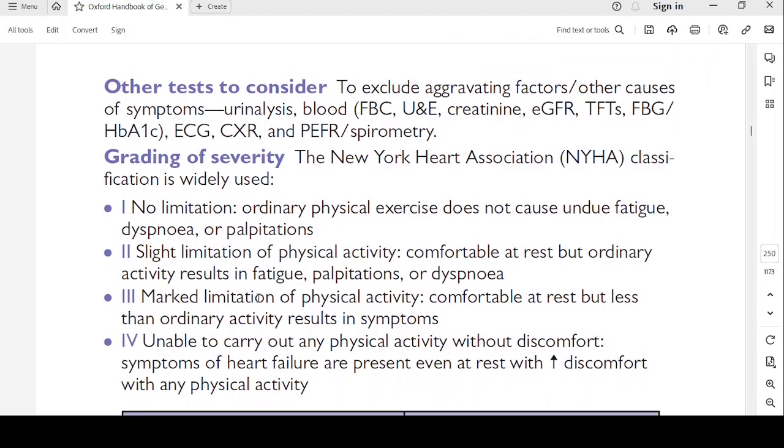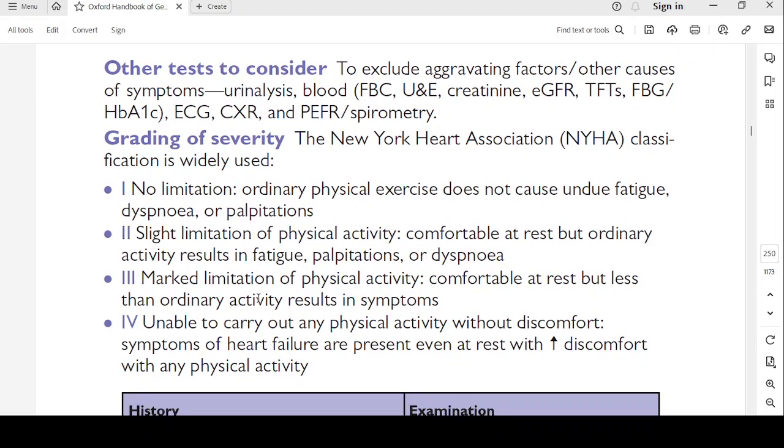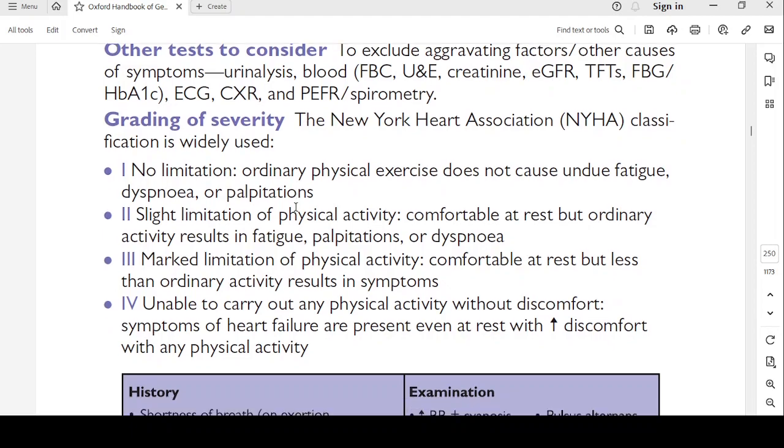Other tests to consider, to exclude aggravating factors and other causes of symptoms. The tests which you will do are urine analysis, blood tests: FBC, urea, electrolytes, creatinine, eGFR, TFT (thyroid function test), FBG and HbA1c, diabetic profile, ECG, chest X-ray, PEFR or spirometry. These are to rule out other causes wherein BNP may be raised.